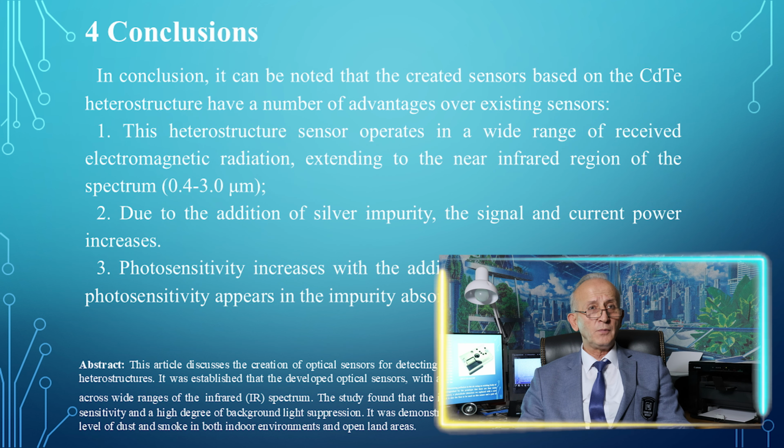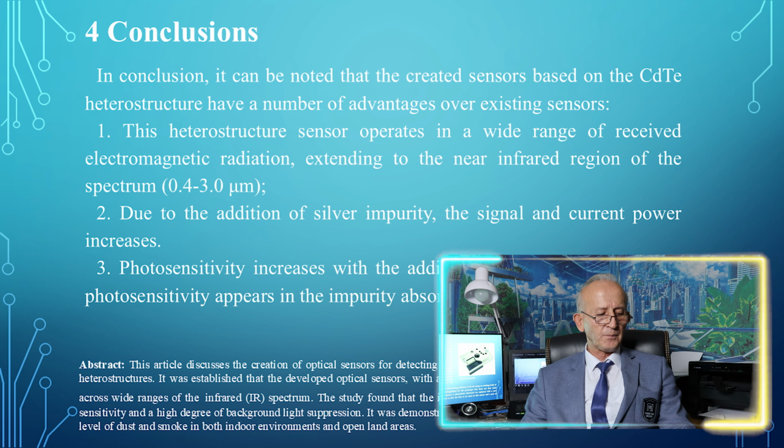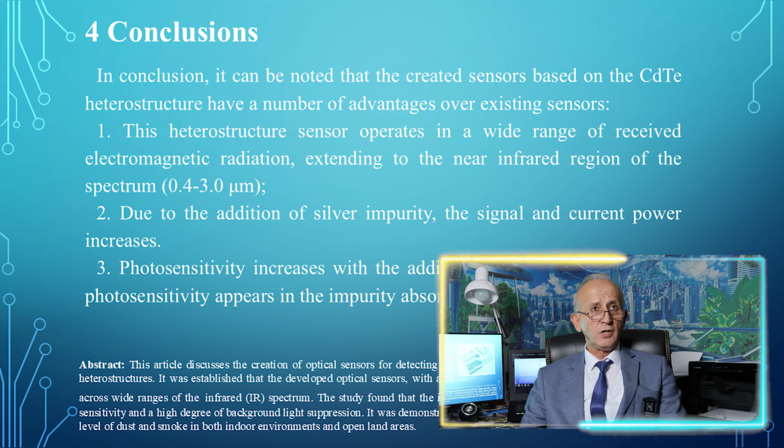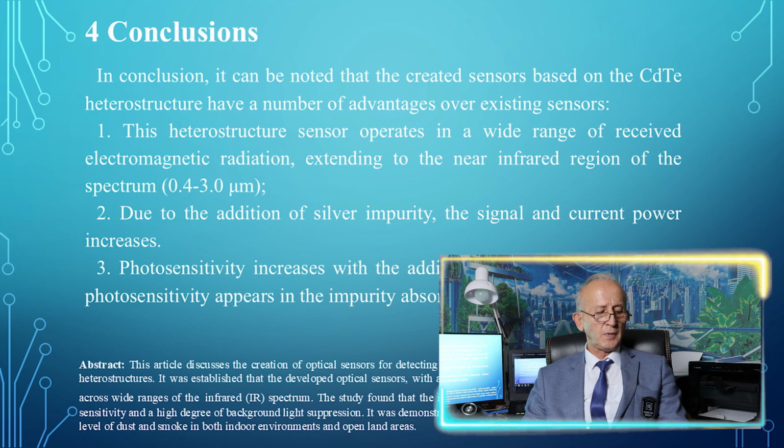In conclusion, it can be noted that the created sensors based on the cadmium telluride heterostructure have a number of advantages over existing sensors. First, this heterostructure sensor operates in a wide range of received electromagnetic radiation extending to the near infrared spectrum, 0.4 to 3.0 micrometers. Second, due to the addition of silver impurity, the signal and current power increase, and third, photosensitivity increases with the addition of the silver impurity, whose photoconductivity appears in the impurity absorption region.